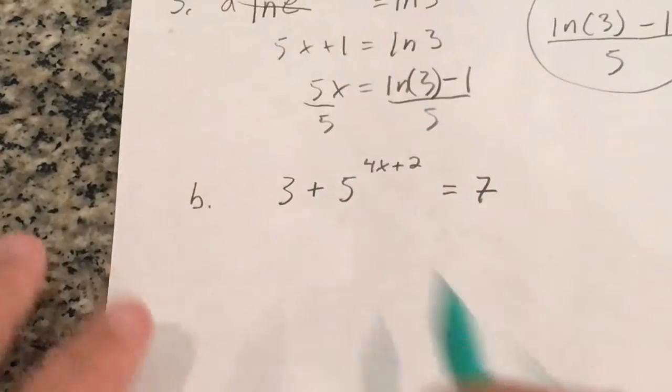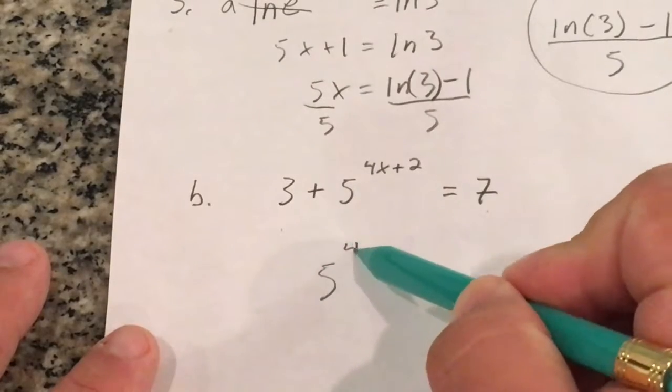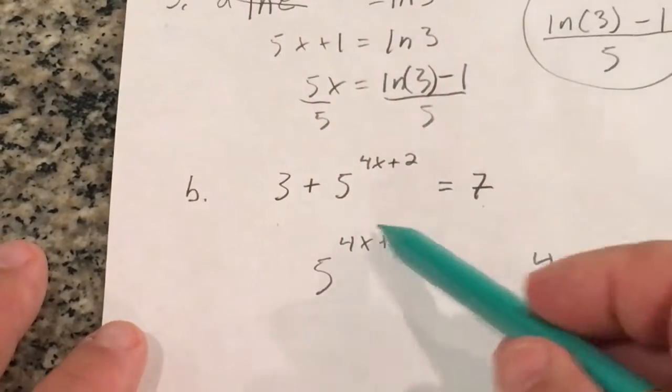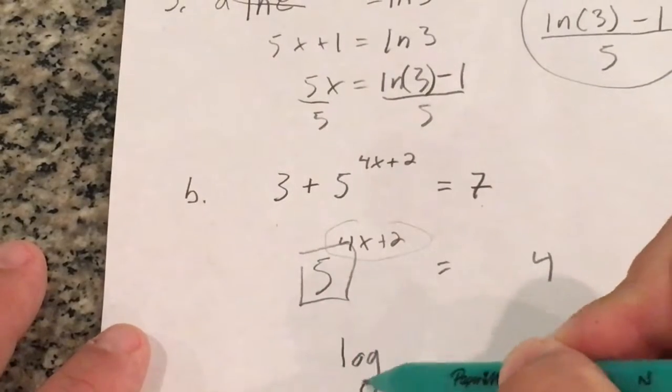Solving B. I'm going to solve this for x. First thing I'm going to do is subtract 3 from both sides. So it's going to give me 5 to the 4x plus 2 equals 7 minus 3 is 4. Now, in order to bring this down, I'm going to log it. And notice this is log base 5. So I'm going to rewrite this as log base 5.